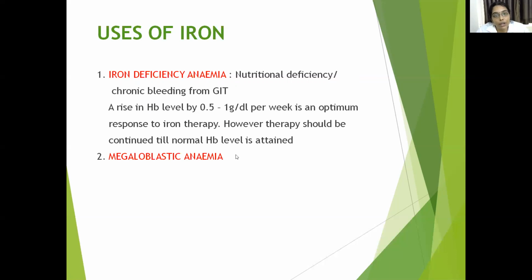The next one is megaloblastic anemia. Megaloblastic anemia occurs mainly because of deficiency of vitamin B12 or folic acid. So when you supplement them and erythropoiesis is resumed, then if in case there is iron deficiency, that is unmasked, so you would prefer giving iron supplementation in megaloblastic anemia.